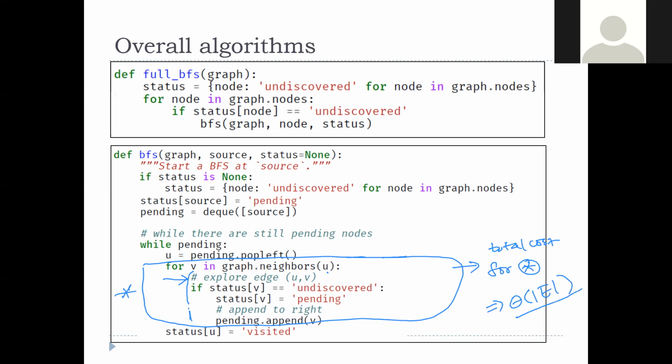And the beginning gives us order of V, and also just to get into the while loop, the total number of iterations of the while loop is also V, because we're going to visit every node, because every node will be pending once. So the total number of iterations of the while loop is V. So the total time complexity is V plus E.